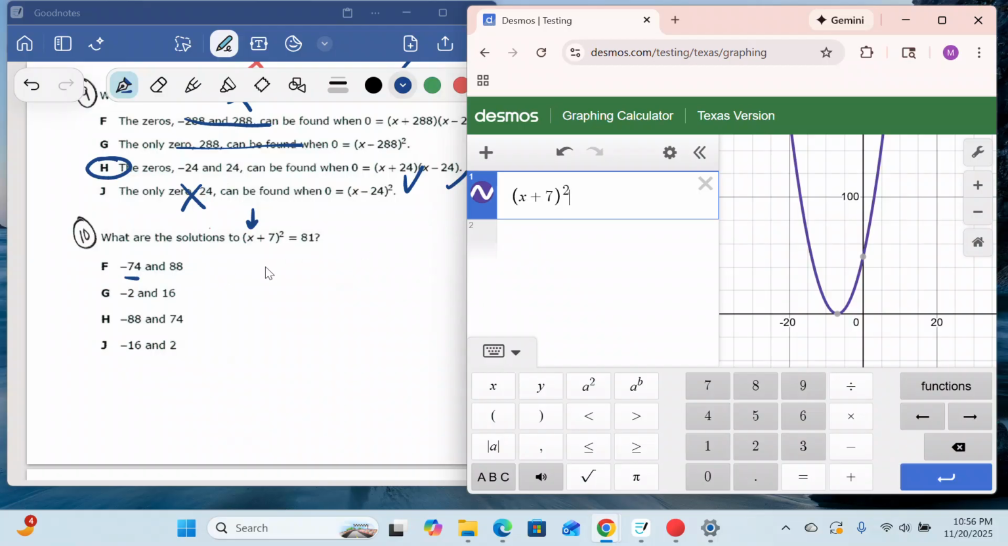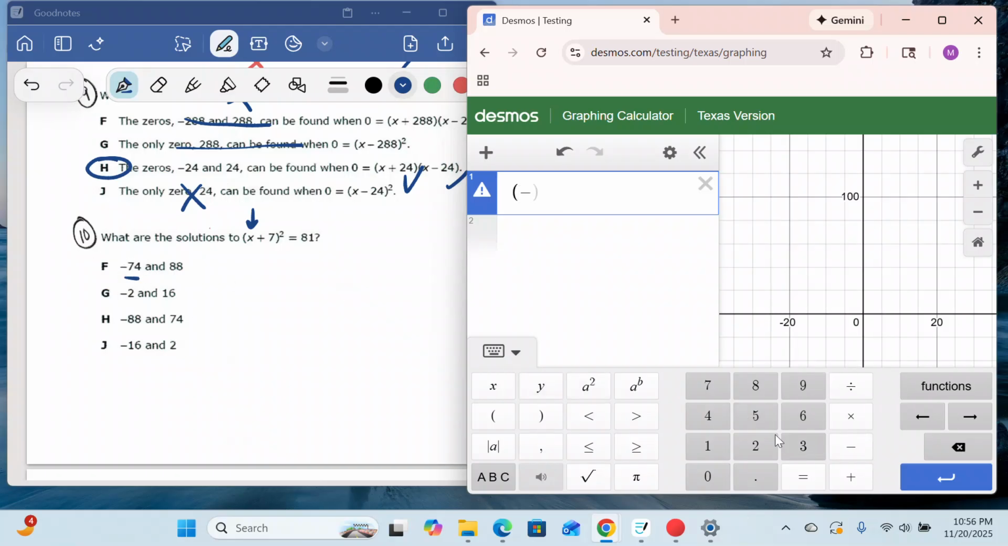So the ultimate goal of this is to test every single one, and whichever one gives me 81 is the correct answer. So let me go ahead and input it. I would put open parentheses. What is my x value here? I'm going to test out negative 74.